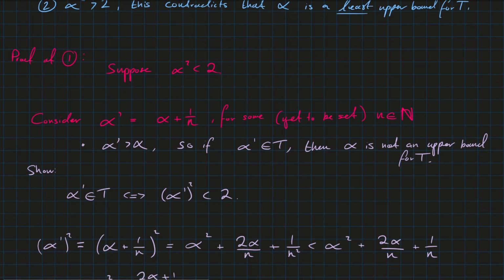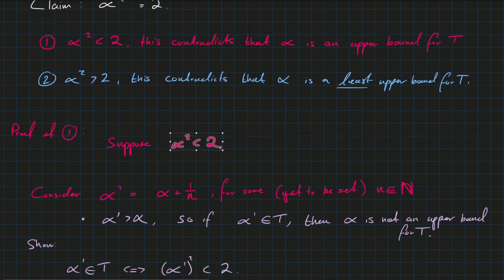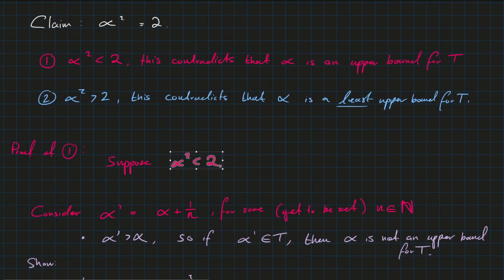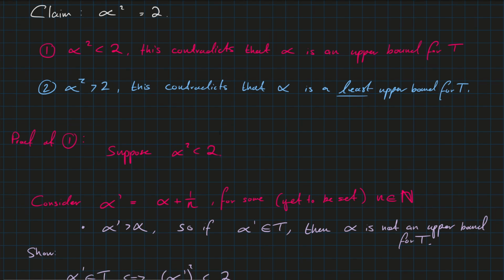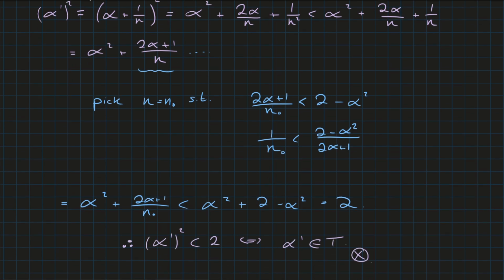So that's half of it. We know for sure that alpha squared cannot be less than 2, right? That's our for sure thing. And so now we need to do the other way, because we still have that alpha squared could be strictly greater than 2. So we're going to do that now.